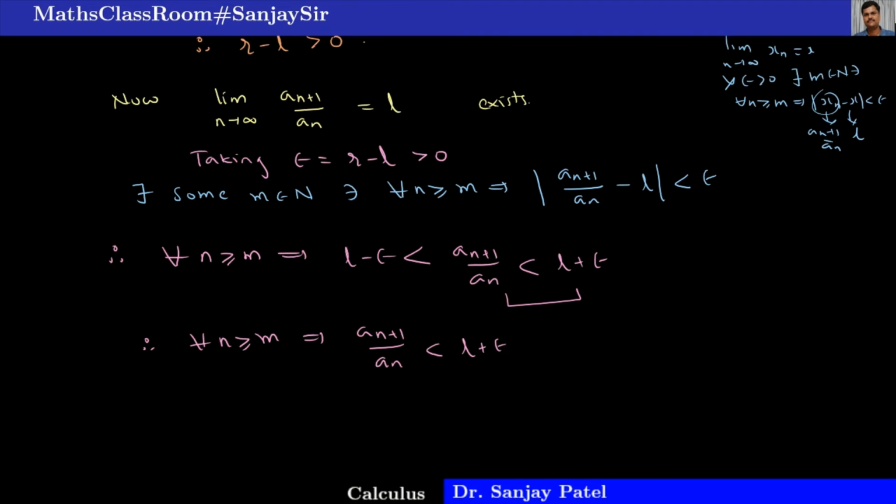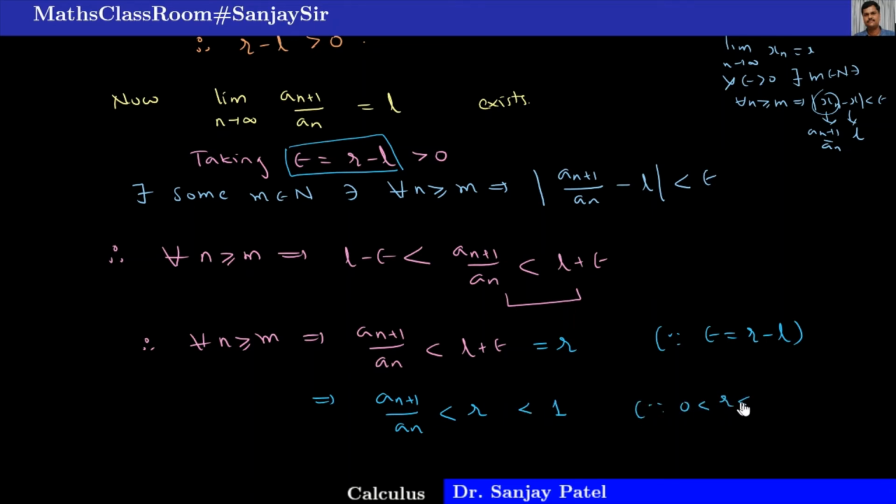That we can write from this definition of our epsilon, which we have taken as r minus L. So L plus epsilon is r. So this is equal to r because epsilon is equal to r minus L. So this implies a_{n+1}/a_n is less than r. And what is r? r is less than 1 because our r is lying between 0 and 1, 0 is less than r is less than 1.